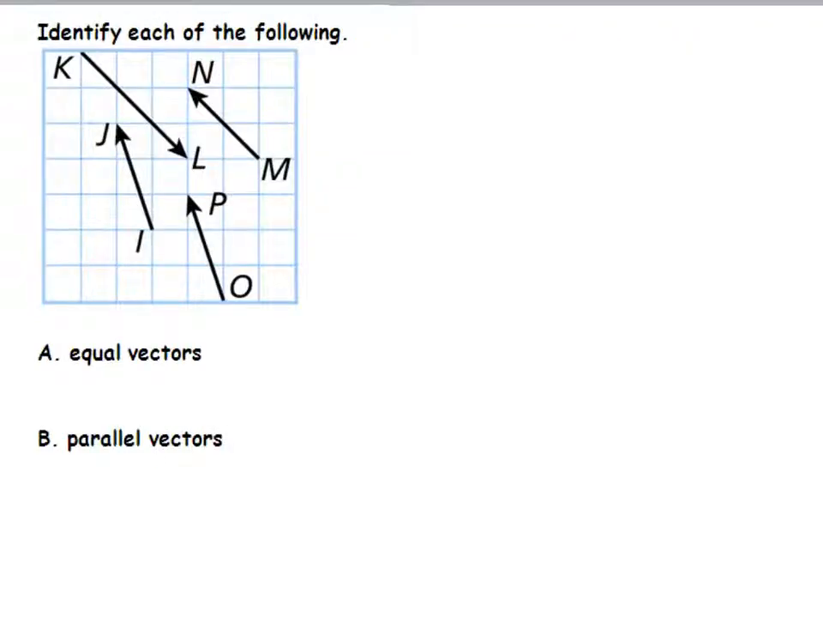All right, so looking at this picture, I want you to identify equal vectors. Remember, in order to be equal vectors, we have to have the same magnitude, so they have to have the same length, and we have to have the same direction. And if you take a look, the only two that have the same length and the same direction are this one and this one. Okay, so JI and PO are the only equal vectors.